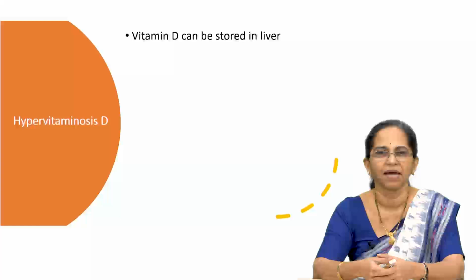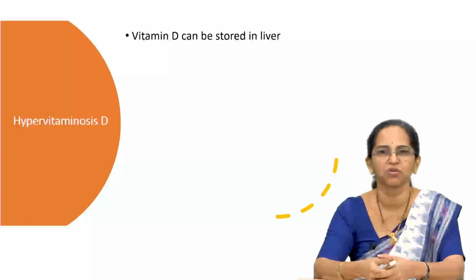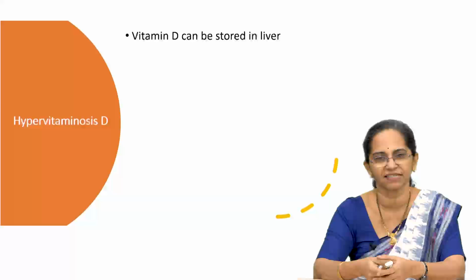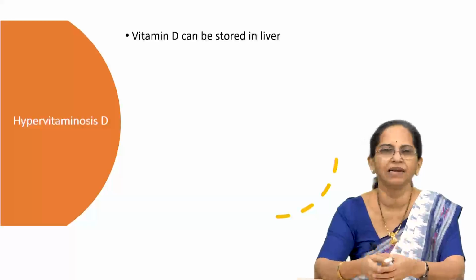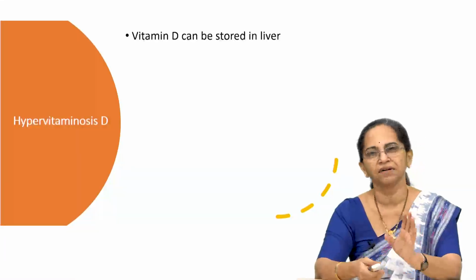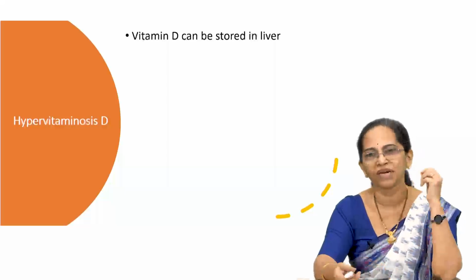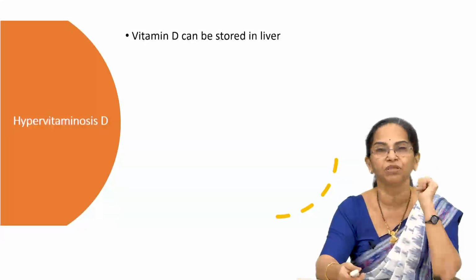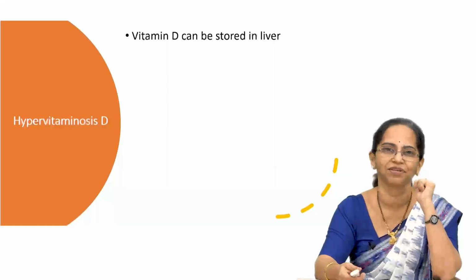So that was about rickets and also about osteomalacia in adults. So it's time to know very little about hypervitaminosis. See, remember, fat soluble vitamins like vitamin D, it's a fat soluble vitamin. It can be stored in the body. In fact, it's stored in the liver.